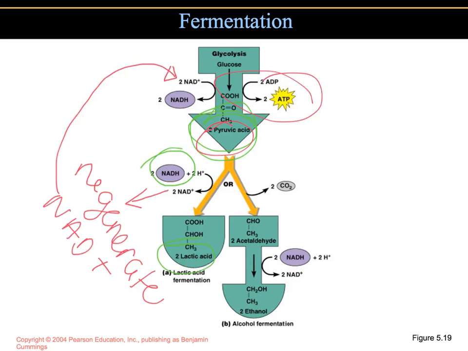Now, when we look at the pathway of alcohol fermentation, you would see that the pyruvic acid is converted into acetaldehyde, and it's also converted into CO2, carbon dioxide, which leaves here. The 2 molecules of acetaldehyde are reduced by 2 NADHs to form ethanol. And again, it regenerates this NAD+ so that it can do this reaction all over again. This is needed in glycolysis.